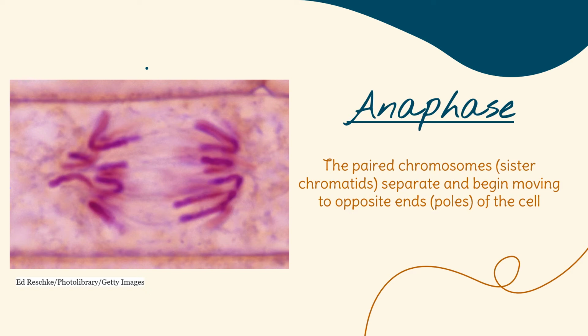Next stage or phase is anaphase. In anaphase, the parent chromosomes, or the sister chromatids, separate and begin moving to opposite poles of the cell. Spindle fibers not connected to chromatids lengthen and elongate the cell. At the end of anaphase, each pole contains a complete compilation of chromosomes.